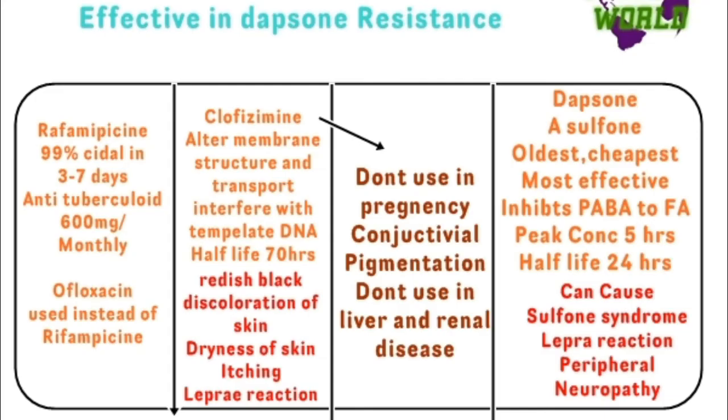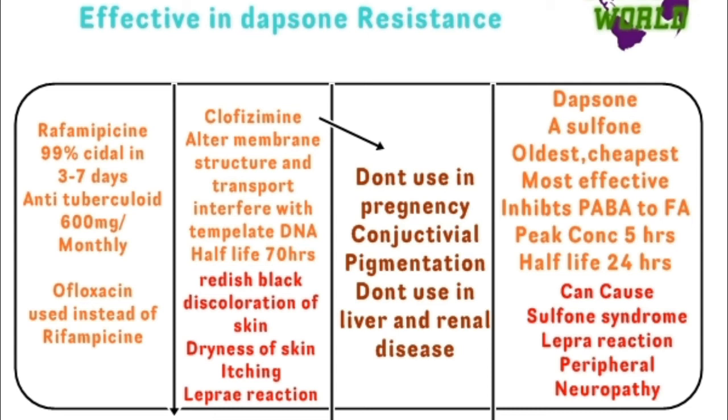First of all, dapsone is a sulfone, and it is the oldest drug. Sometimes there is resistance to this drug, which can be solved by giving multi-drug therapy. It inhibits PABA conversion to folic acid, it has a half life of 24 hours, and its adverse effects cause sulfone syndrome, leprosy reaction, and peripheral neuropathy.